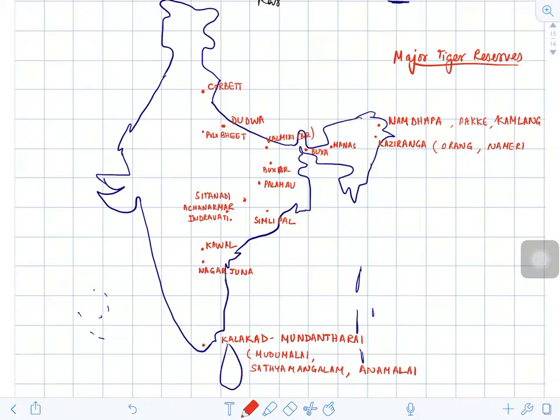Let's move to Kerala. In Kerala, we have Periyar and Parambikulam. Then we move to Karnataka. Karnataka also has a number of tiger reserves such as Bandipur. Bandipur is really near to Bangalore. Then we have Bhadra.